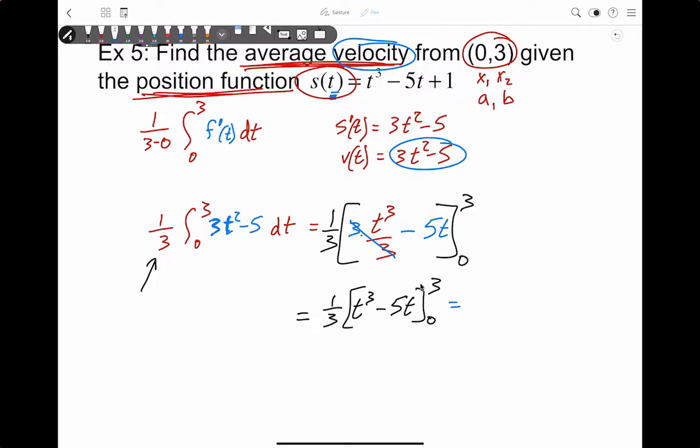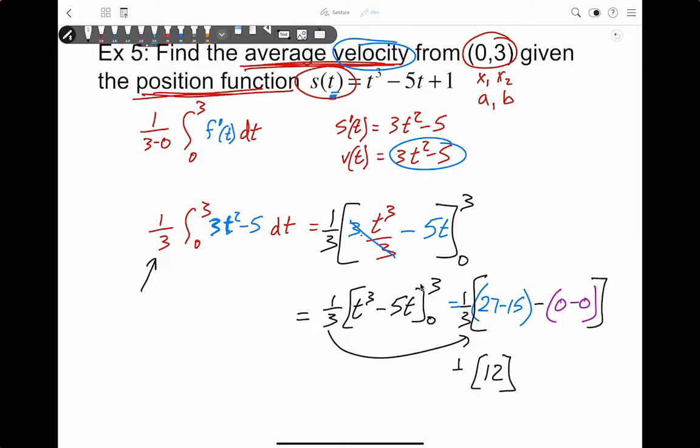Let's throw in the 3. So we have 27 minus 15. That's my f of b. Let's throw in the 0: 0 minus 0. It, of course, is f of b minus f of a. And last but not least, we're going to apply the constant multiple rule with that 1/3. So 27 minus 15 is going to be 12. 12 minus 0 is still 12. When we multiply with this 1/3, we're going to get 4. So the average velocity, because it's velocity, is going to be 4.